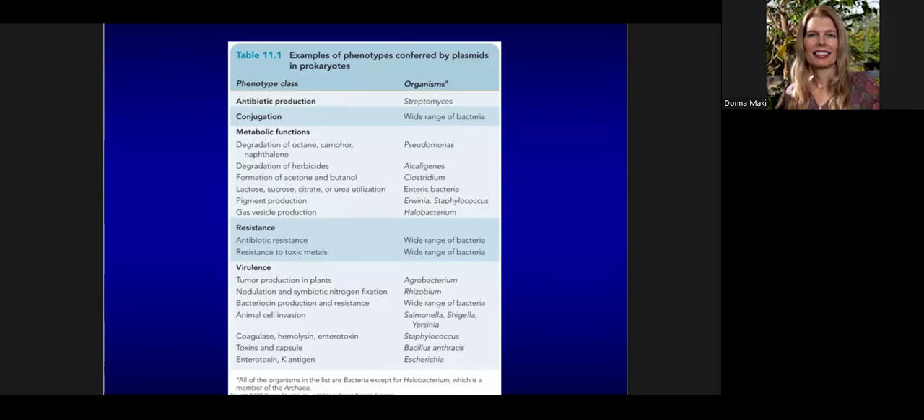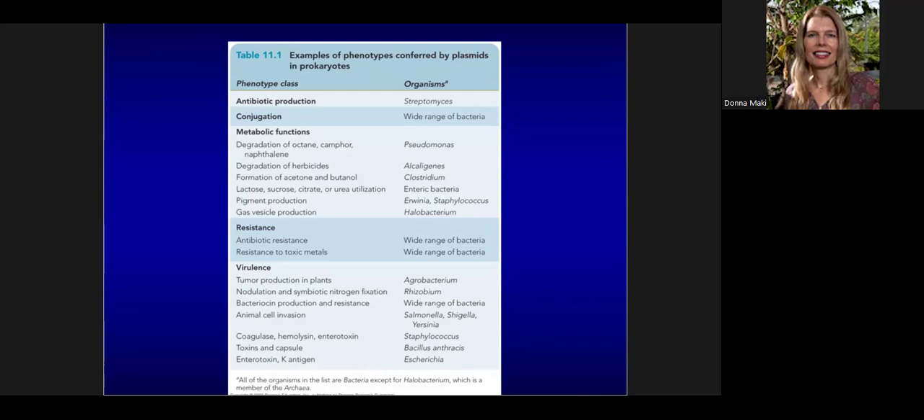You can see that there's a bunch of different bacterial species. Sometimes they just say wide range. And then you can see the different phenotypes, what the genes are doing if they get expressed. Here you can see conjugation, the actual process of getting conjugation to happen. Antibiotic production is something I'm very interested in because I work with Streptomyces bacteria a lot. I want them to produce antibiotics because that's how they kill off plant pathogens primarily. Many of the plasmids that Streptomyces have carry genes that code for antibiotic production.